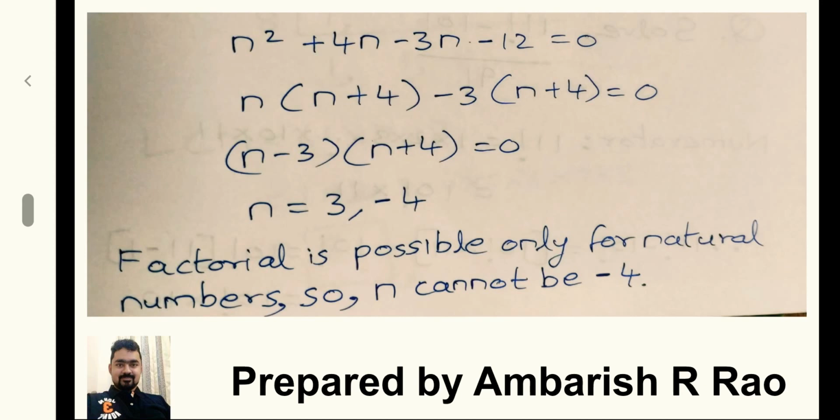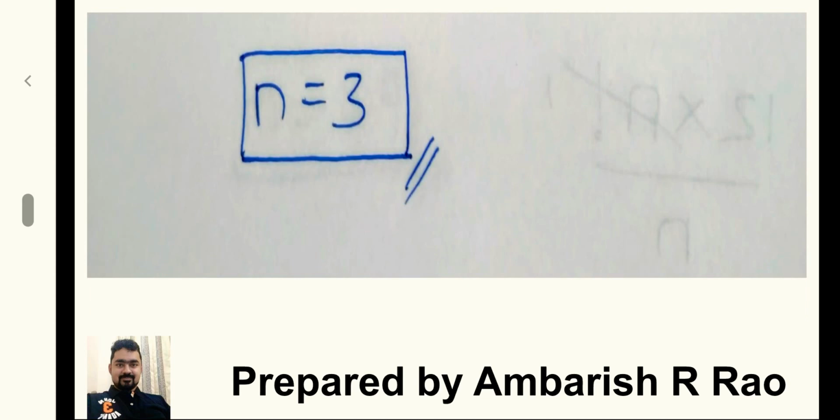However, factorial of negative numbers is not possible because factorial starts with 1 into 2 into 3 and it does not include any negative numbers. So we discard minus 4 value for n and we select the value 3 for n. So our final answer is 3. So as you can see, n is equal to 3 is our final answer.